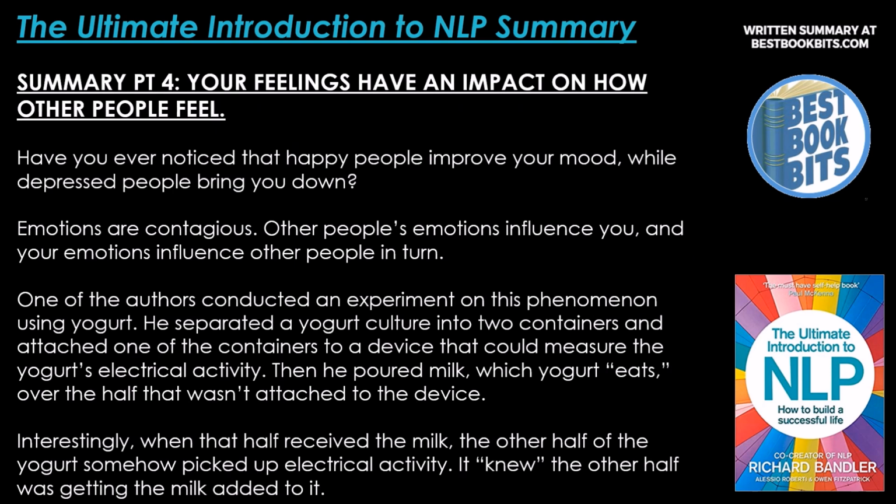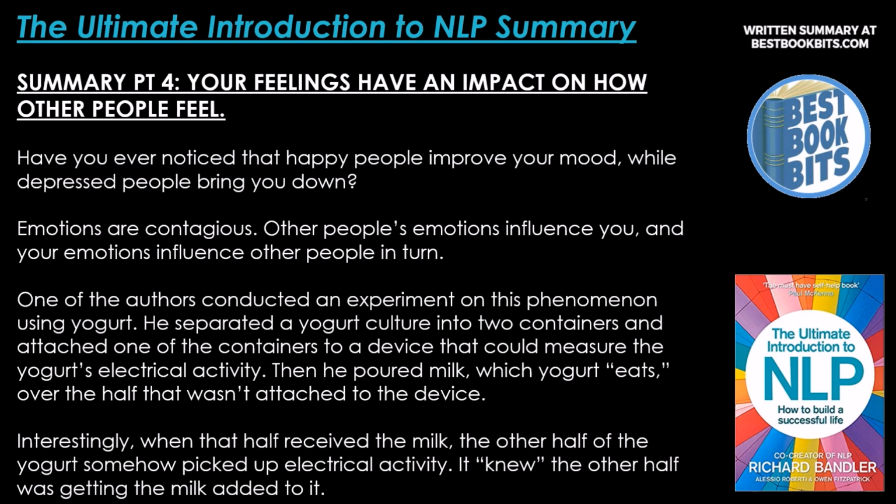Summary part 4. Your feelings have an impact on how other people feel. Have you ever noticed that happy people improve your mood while depressed people bring you down? Emotions are contagious. Other people's emotions influence you, and your emotions influence other people in turn. One of the authors conducted an experiment on this phenomenon using yogurt. He separated the yogurt culture in 2 containers and attached one of the containers to a device that could measure the yogurt's electrical activity. Then he poured milk, which yogurt eats, over the half that wasn't attached to the device.